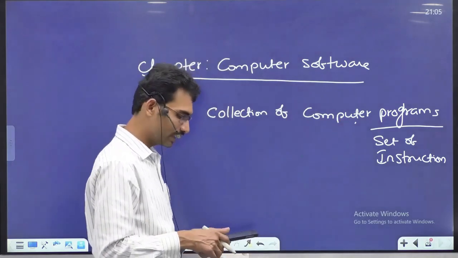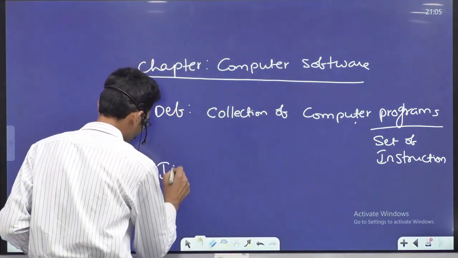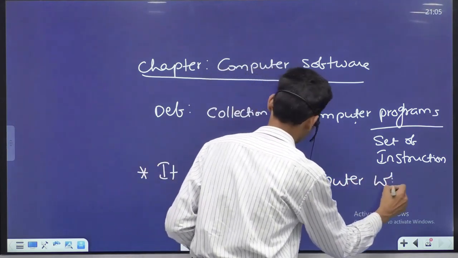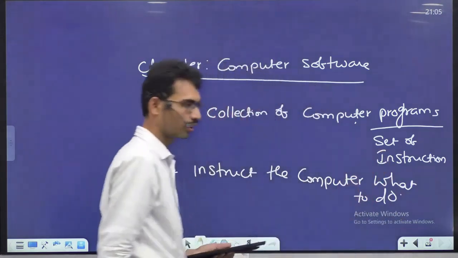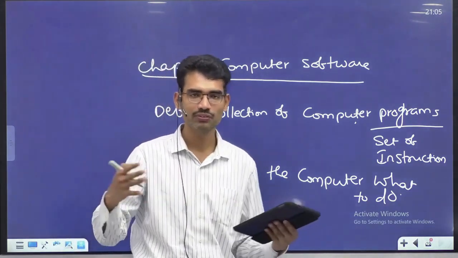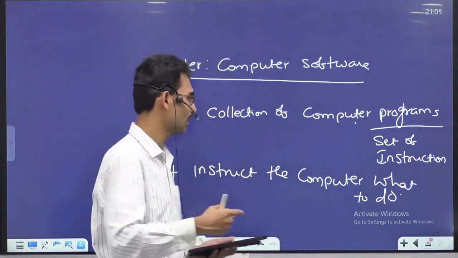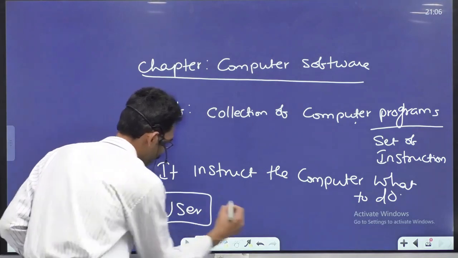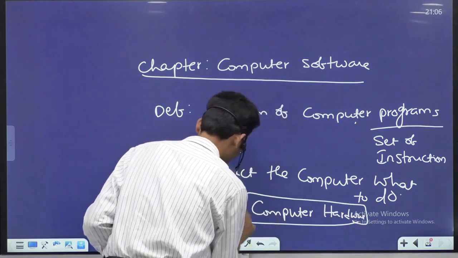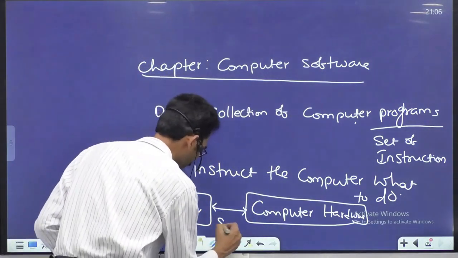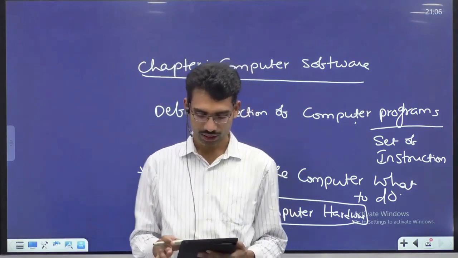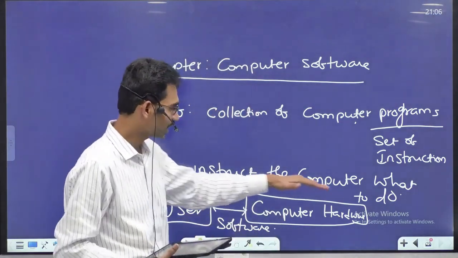And this software instructs the computer. What is the main purpose of this? It instructs the computer or central processing unit what to do. And it is also an interface between the user and the computer hardware. Computer hardware is a physical component. But how do we, the users, communicate with computer hardware? There should be an interface between these two, and that is called software. So it is an interface between the user and the computer hardware. These are simple definitions. So the purpose is to instruct the computer what to do.